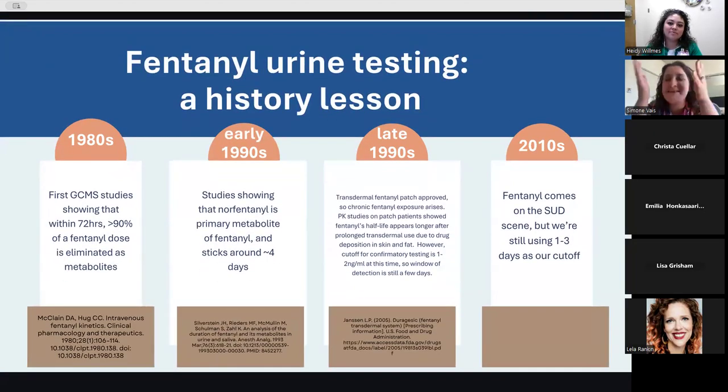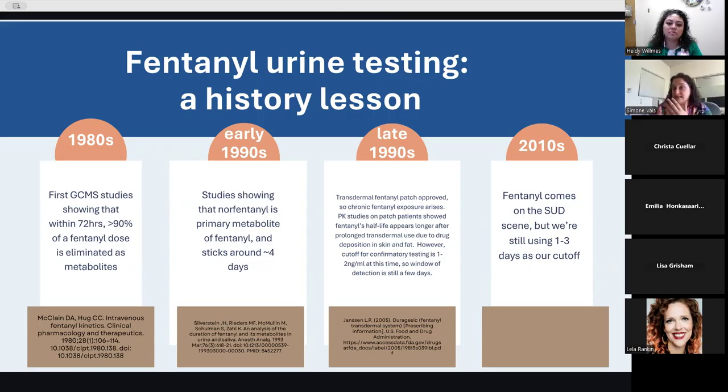So when did we even start testing for fentanyl in urine? We started testing for fentanyl in urine in the 1980s. That is when we had our first studies that showed us that it takes 3 days for fentanyl to get eliminated from the urine. And as I said, those studies were all based on one medicinally administered dose of fentanyl. Then in the early 1990s, we learned it's not just fentanyl. If you take fentanyl, it will break down to its breakdown product, norfentanyl, and that will also stick around for about 3-4 days. Again, we're still talking about hospital administered fentanyl.